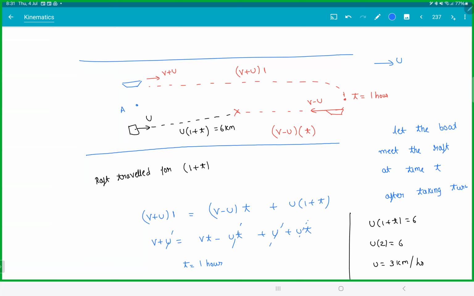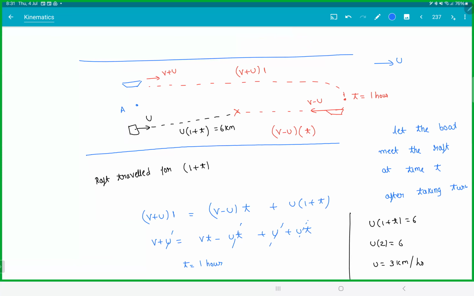And then how long did it take to come up? We said let it be t, right? So the boat went down for 1 hour and up for time t. So for how long did the boat travel? 1 plus t. So during this entire time, what was that wooden plank doing? It is drifting downward for 1 plus t time, isn't it? Yes.